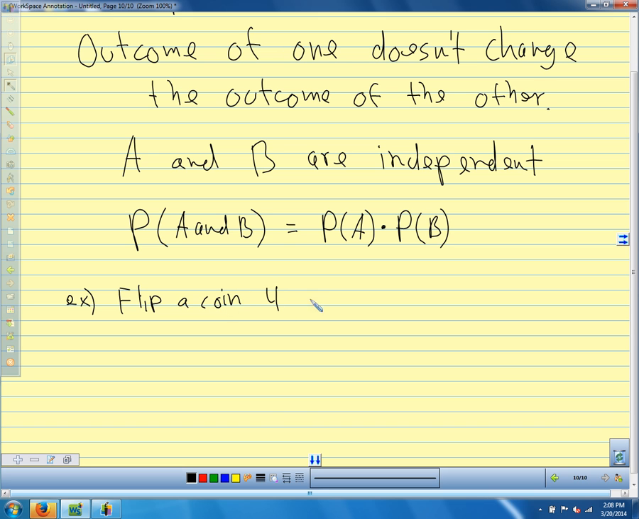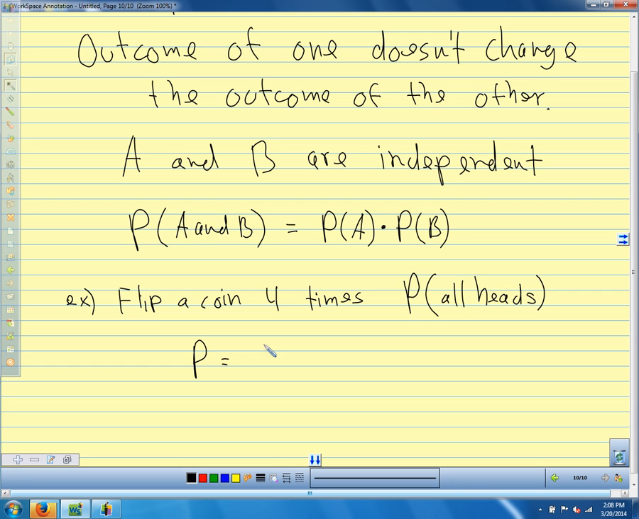Let's say we flip a coin 4 times. We want the probability of all heads. So we flip it 4 times. We want the probability that every time we flip the coin, it comes up a head.